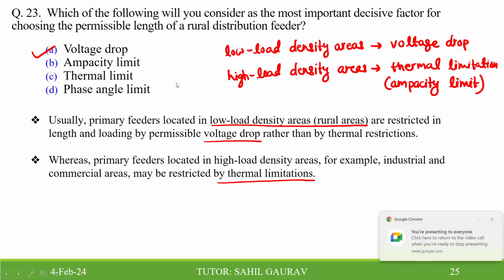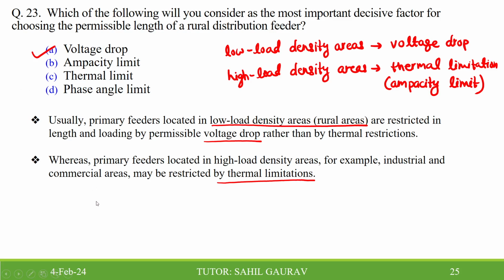Very good. Just one thing, he is telling correct. Low load density areas means you have a long line, so you have to take care of voltage drop. While when the density is high, you have to consider the power, and more power is flowing through a lesser area. Then you have to take care of the ampacity or thermal limit. So that is the simple logic.